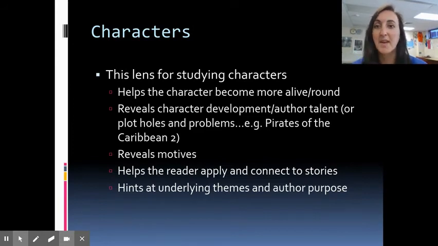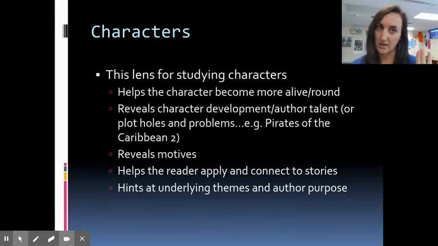Characters, great example. This lens for studying characters will help make the character become more alive and a round character instead of one you just get frustrated with. Why did they do that? I don't get that. It's going to reveal character development and author talent. That also is going to show up with plot holes.